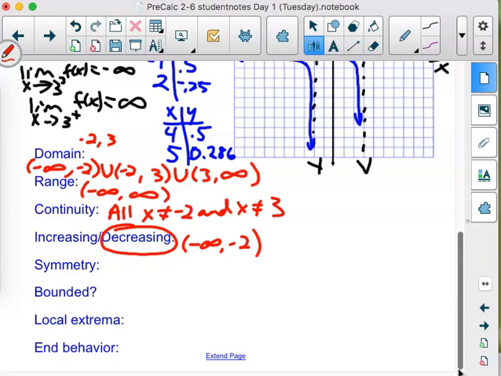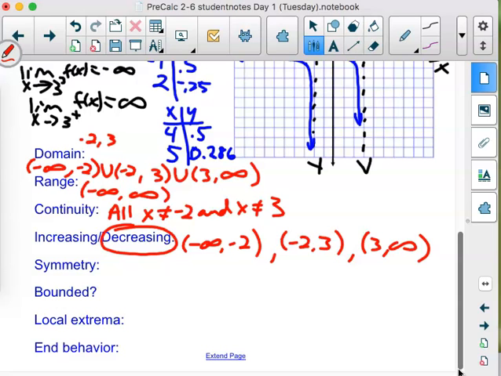And I know it's bothered some of you in the past not to have anything between the two, so you're like, I think I'm going to put a U there since there's nothing there. Don't do that. They're not unions. Put a comma if you need to, if that drives you bonkers. Well, we're also decreasing from that middle portion, which is -2 to 3, and then on the other side of 3, we're also decreasing. So 3 to infinity.